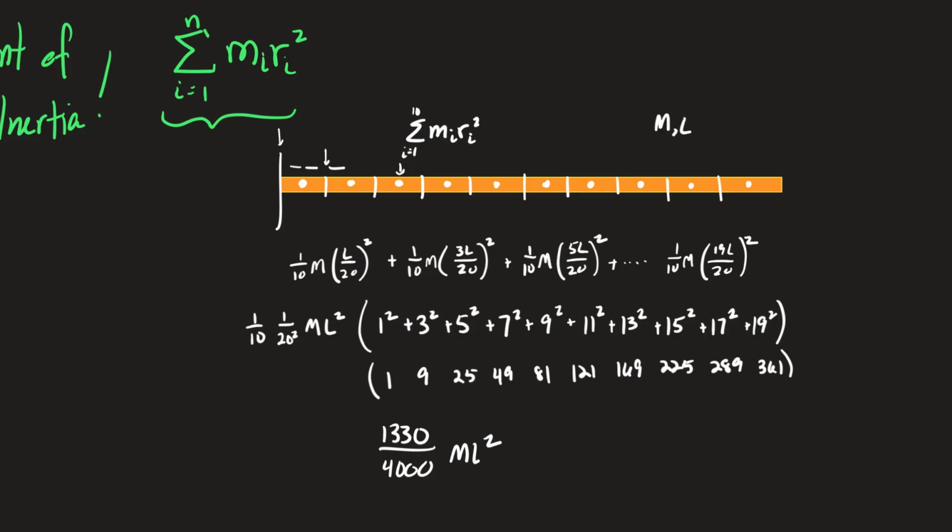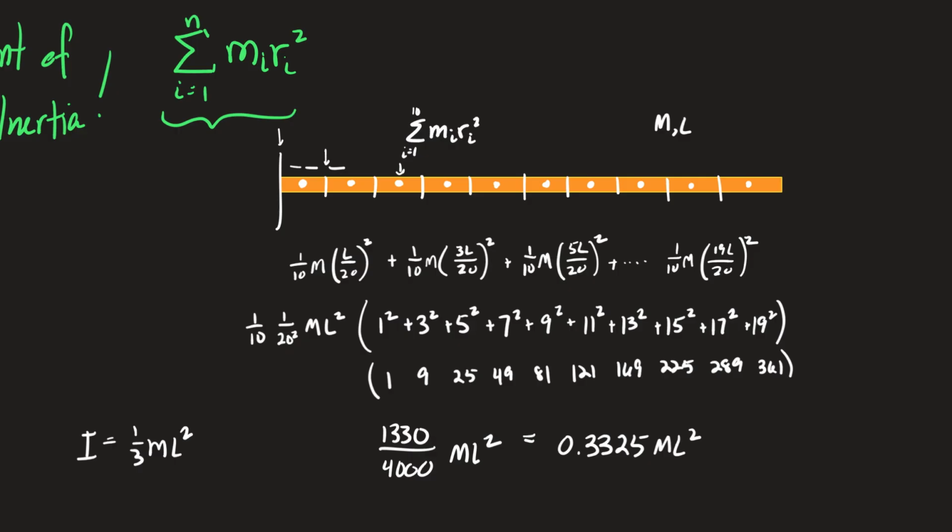Is this the moment of inertia of a rod about its end? This works out to be 0.3325 ml squared. But if you look on the board behind me, where we actually have the moment of inertia of a rod about its end, you'll notice that the actual expression is 1/3 ml squared. We got a value that's a little bit less than that.